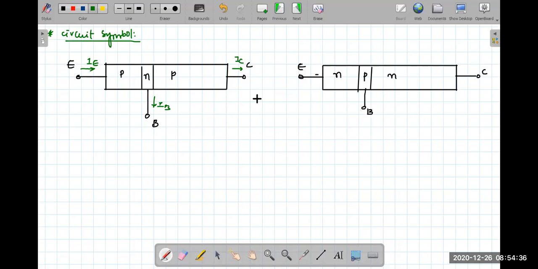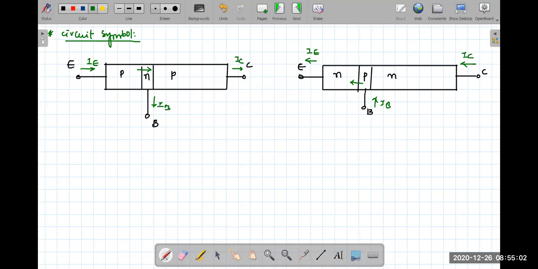Whereas in the case of NPN transistor, you see, always how to identify the direction of current: in the PN region, the current must be flowing from P region to N region. So the current must be in this manner. In the case of NPN transistor, the current will be reversed. Magnitude will not change, only the direction will be changing.